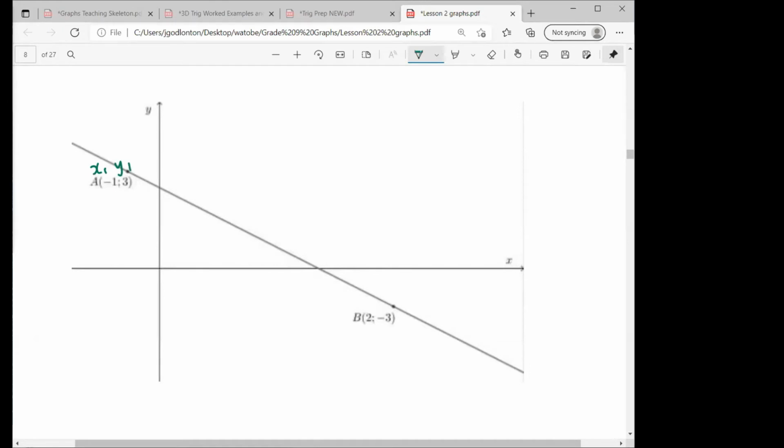X1, Y1, X2, Y2. M is equal to -3 minus 3 over, this is where we have to be careful, 2 minus, but we can't just say 1 because there's a negative just chilling there. So we have to say minus bracket -1. That was the sneak attack, which would be -6 over 2 plus 1, which would be -6 over 3, which would be -2.